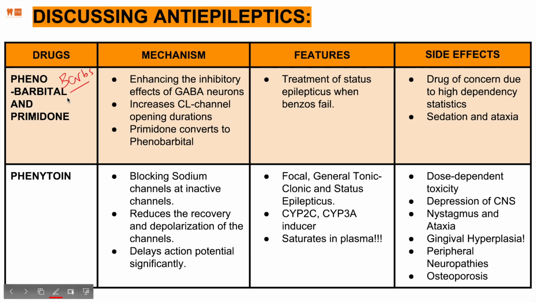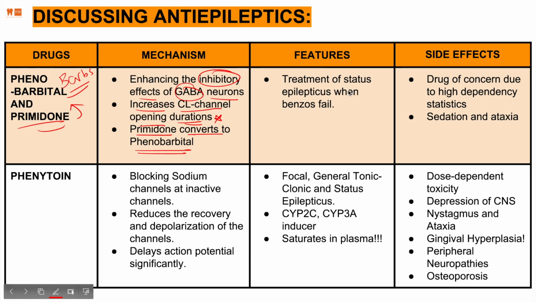So barbiturates, again, please watch our lecture on it for more detail. Ultimately, it enhances the inhibitory effect of GABA neurons by increasing the chlorine channel opening durations. Remember, benzos was frequency. Barbs is duration of chlorine channels. And primidone will then convert to phenobarbital. So it's just a drug that's a precursor to phenobarbital.